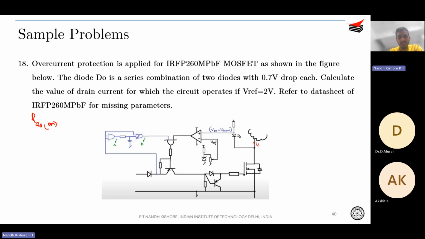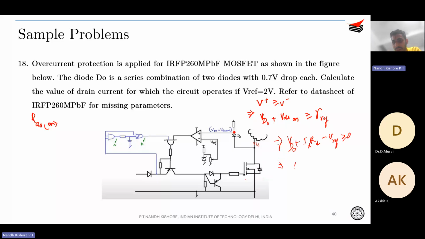Okay. So again, we have solved something like this in the previous problems as well. So basically, V plus should be more than or equal to V minus for the overcurrent protection to operate. So V plus is what? The voltage over here, that is VD naught plus VDS on should be more than V minus, which is basically Vref, right? So VD naught plus VDS on, which is I into RD, ID into RD, minus Vref should be more than or equal to 0, right? So from this you can find out what is ID, correct?